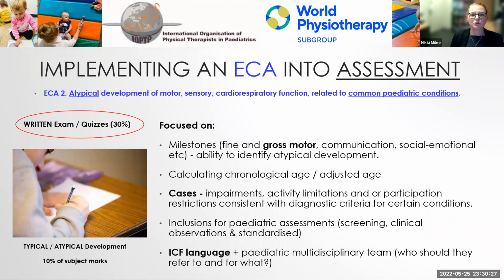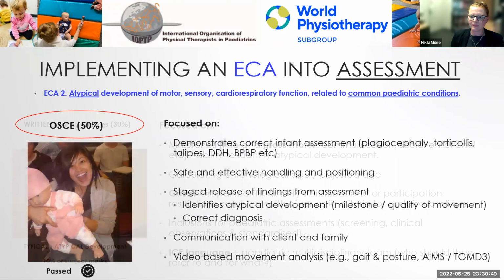So what assessment tool would they use? What outcome measures would they use that is appropriate for the child in the case they're given in the exam? Throughout the exam, we're asking the students to use ICF language and also identify the paediatric multidisciplinary team. So who would they refer to, and why would they refer to those members of their team?